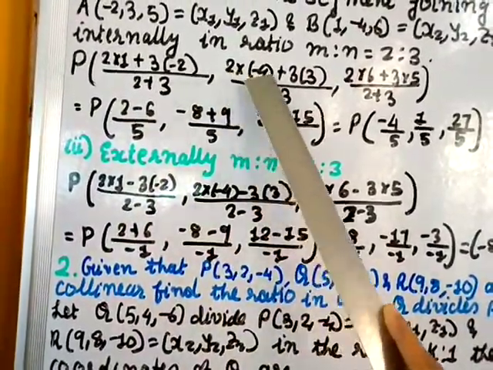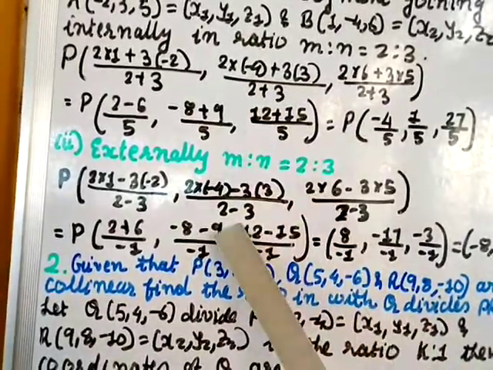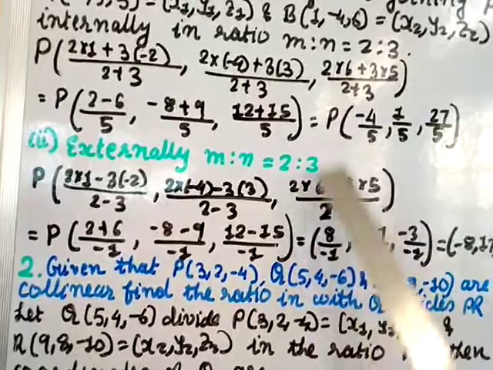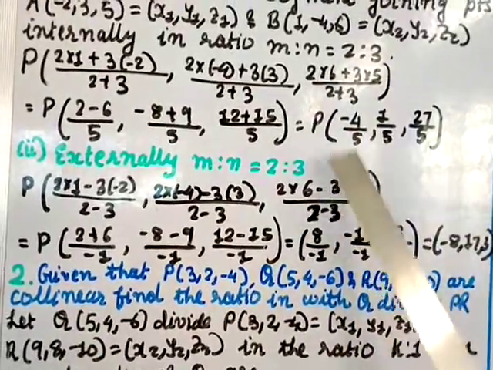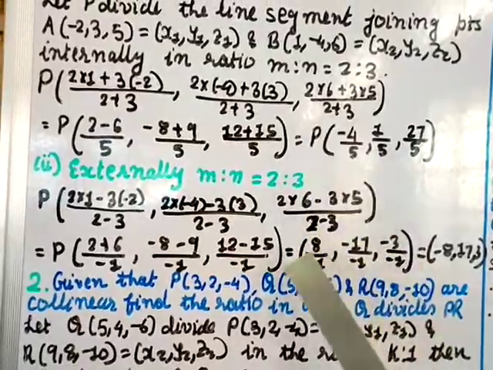The 2 into -4 as it is, plus becomes minus, 3 into 3, divided by 2 minus 3. Then here 2 into 6, plus becomes minus, 3 into 5, divided by 2 plus 3, so it becomes 2 minus 3. Okay, replaced by the negative sign.